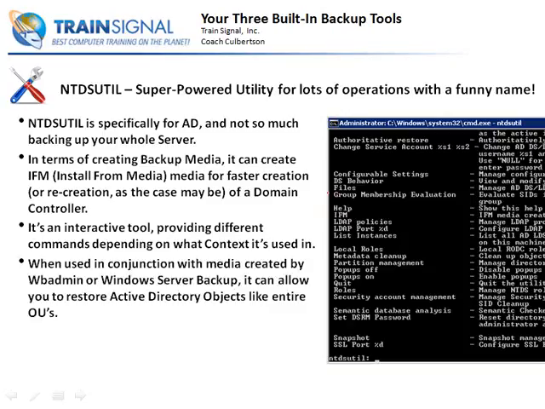But when you use NTDS Util in conjunction with your backup media that you create with WBadmin or the Windows Server Backup, it can actually allow you to take Active Directory objects that have been deleted, like organizational units, user accounts, computer accounts, whatever they may be. You can actually restore individual items back to your Active Directory, but you can't do that if you don't have backup media that has been created from WBadmin or Windows Server Backup. So ntdsutil plus wbadmin or Windows Server Backup, as the case may be, is a very powerful combination, and once you start to see what it can do, you're really going to like it.